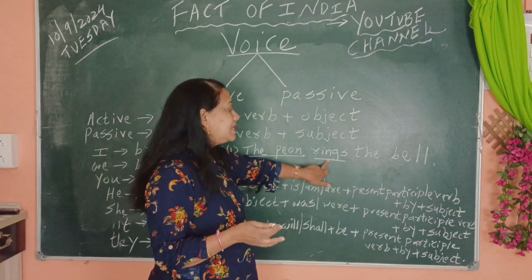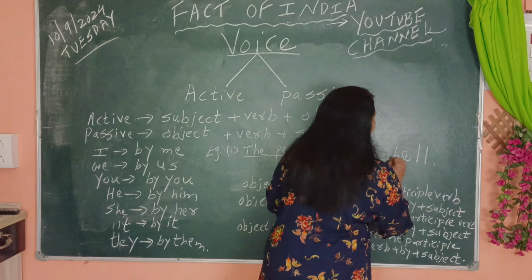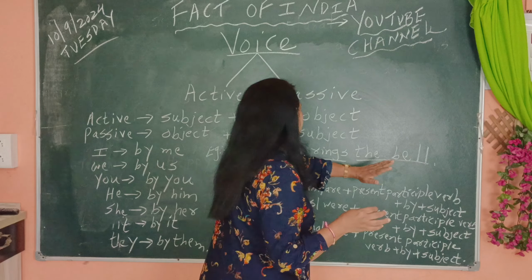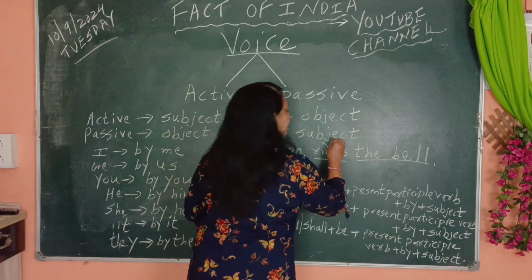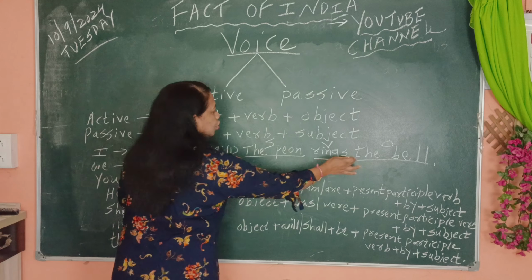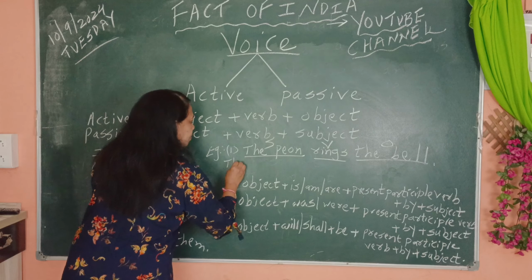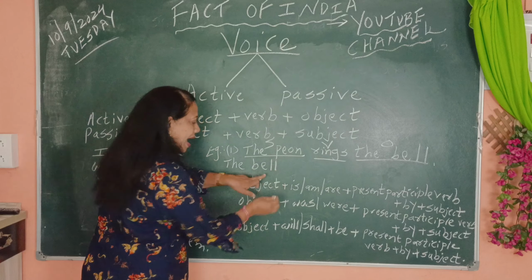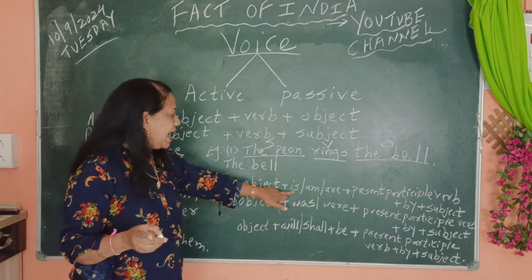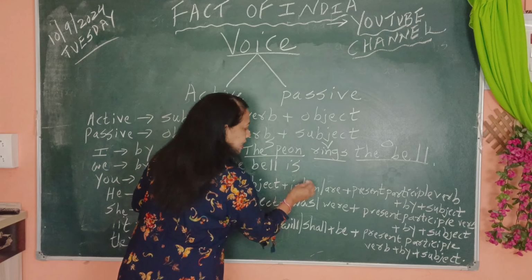Now I'll give you some examples so that it becomes very clear for you to understand how to turn the active into passive narration. So let's take the same sentence and use it in three different tenses. Now, the peon rings the bell. This is the sentence. Here you have to first find out which is the subject, which is the verb and which is the object.